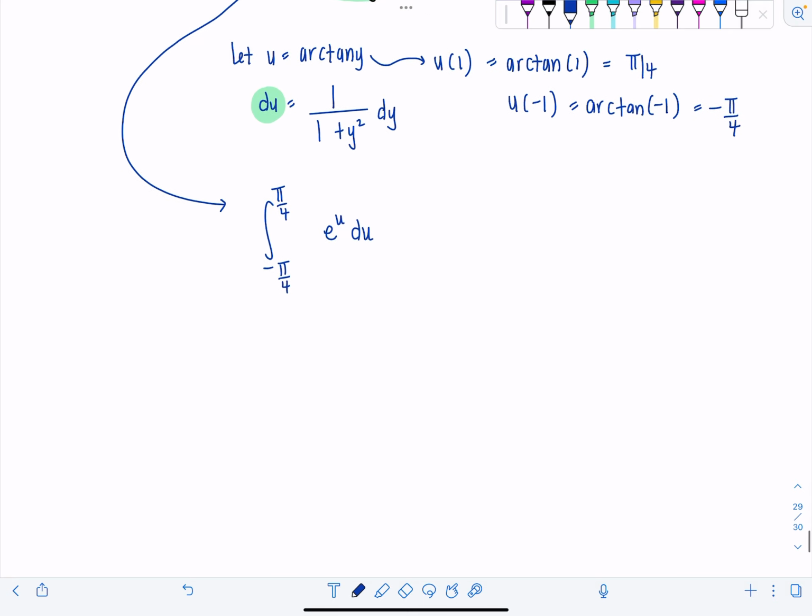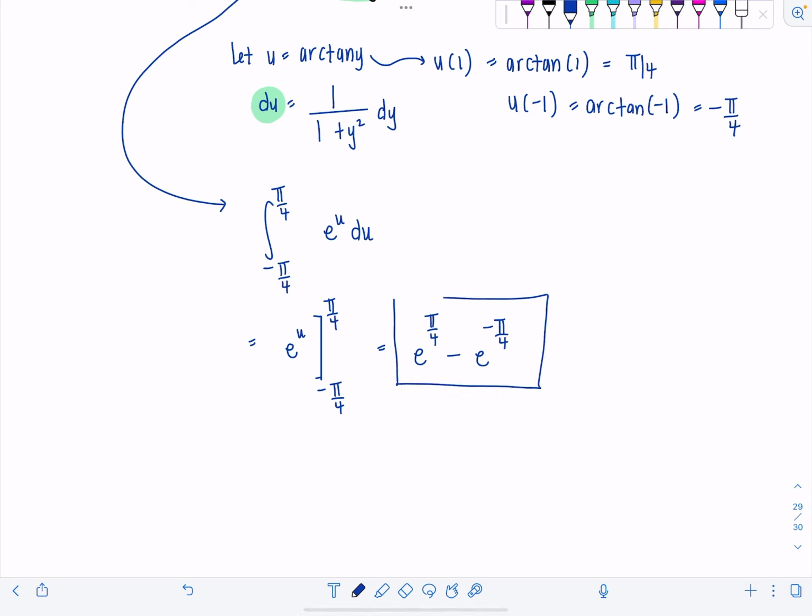Antiderivative of e to the u, oh, it's my favorite. It's just e to the u. And then now, bracket on the right, I'm going to evaluate from negative pi over 4 to positive pi over 4. Upper limit minus lower limit. So I have e to the pi over 4 minus e to the negative pi over 4. And frankly, I would just stop there and box this bad boy. How lovely. And we are done.